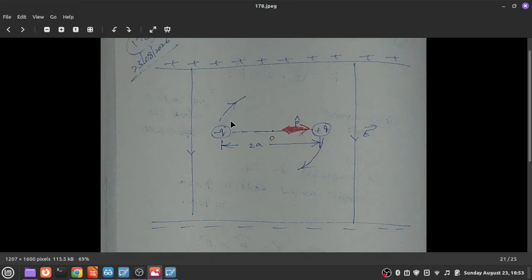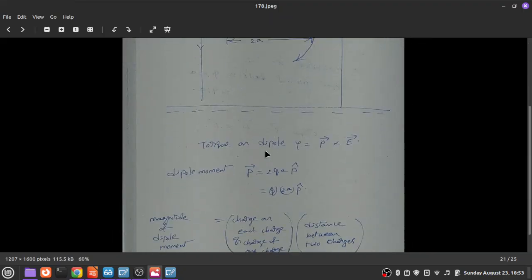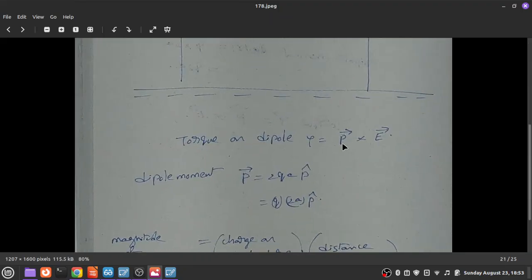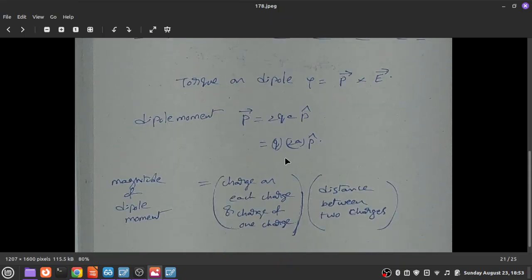So the rotation is due to the electric force of attraction between the positive charge and the negative plate, and the electric force of attraction between the negative charge and the positively charged plate. Therefore, we can derive the equation of torque to be P bar cross E bar. P bar means the dipole moment vector, P bar is equal to q into 2a, in the direction P hat. So this is the magnitude of the dipole moment.